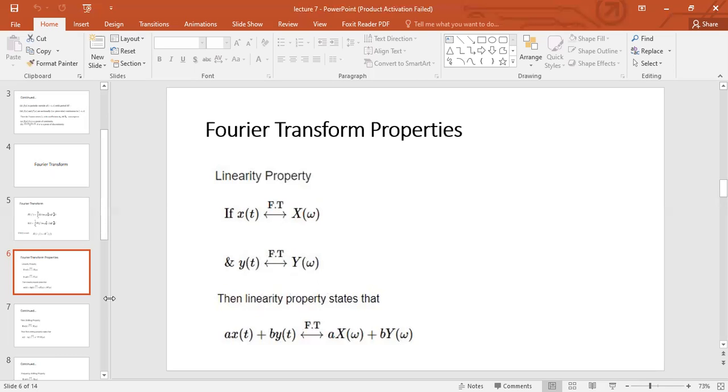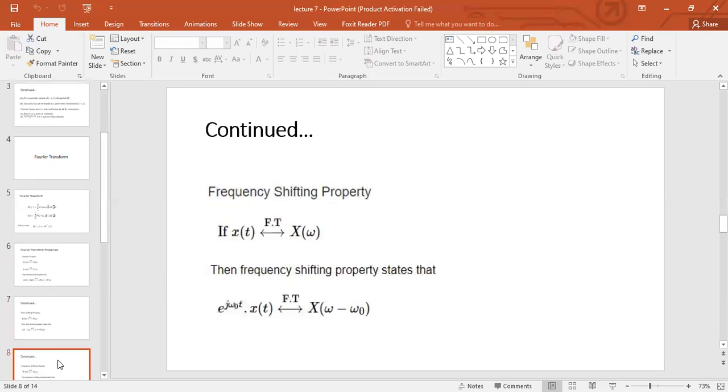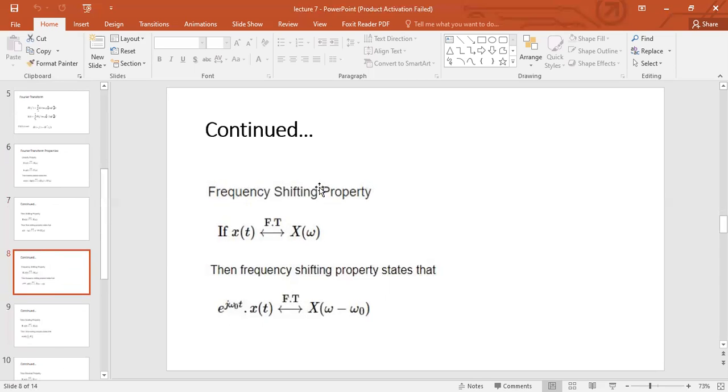So next, time shifting property. The time shifting property states that x of t minus t naught after Fourier transform converts to e to the power minus j omega t naught x of omega. So we can see that this term x of t minus t naught is in the time domain representation and x of omega is in the frequency domain representation. Okay, the frequency shifting property is like that.